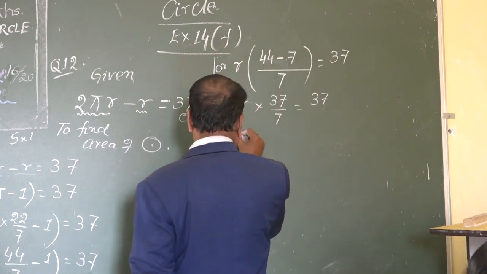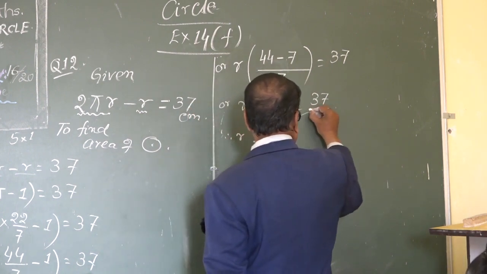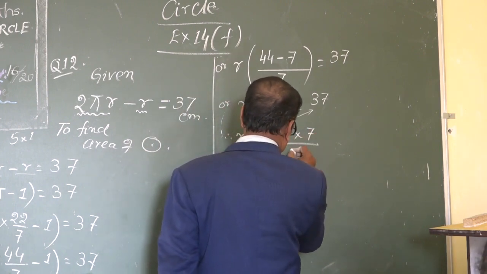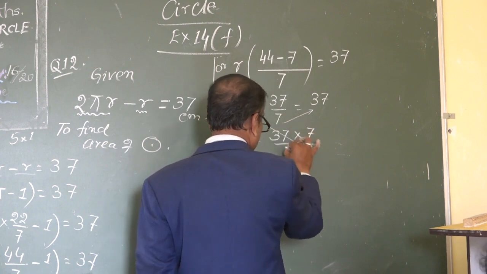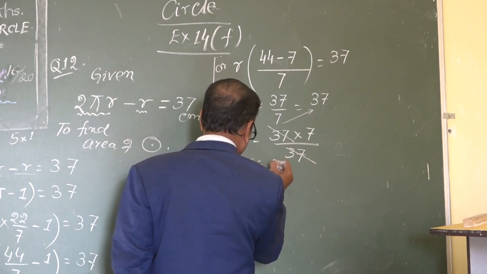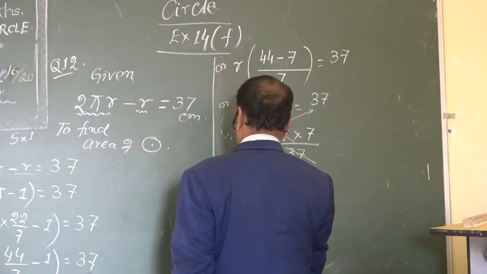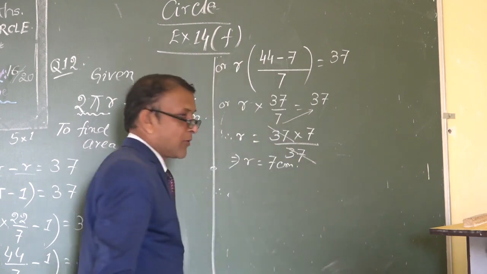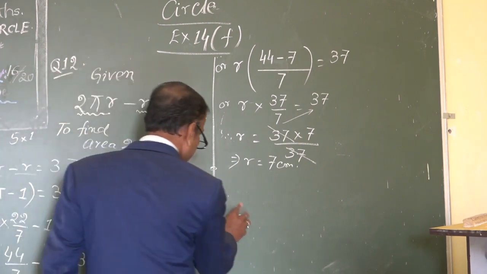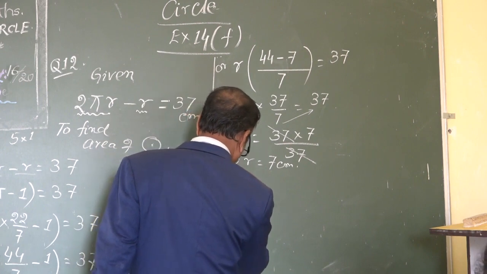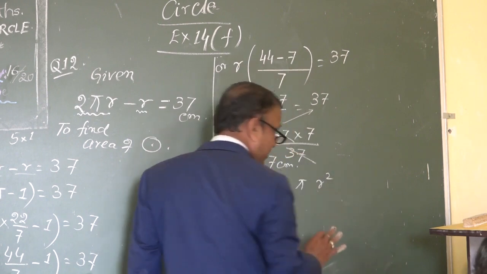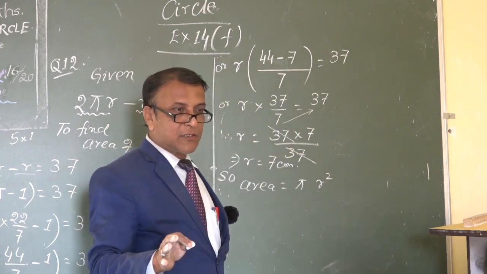Now we will find r. Therefore r is equal to, this will be cross multiplied, so 37 into 7 by 37. This 37 cancelled. So that implies r is equal to 7 centimeter. We got the value of r. Then we can find the area. So area is equal to, what formula? Pi r square. Always you know the area of a circle is equal to pi r square.